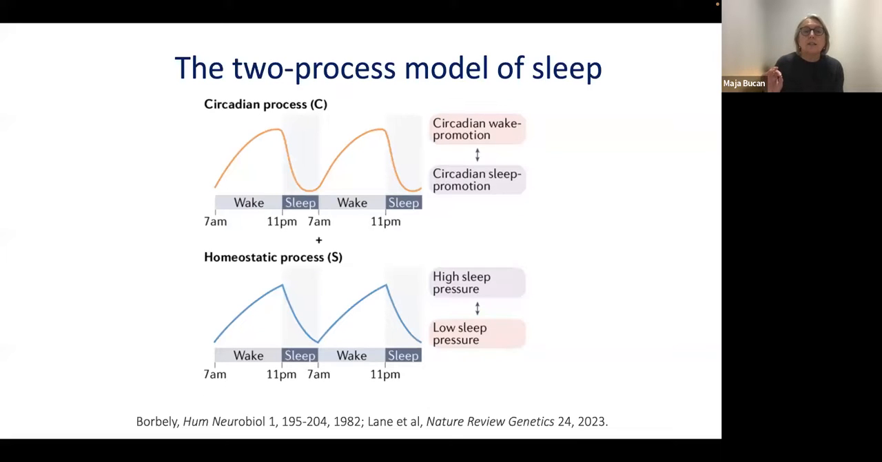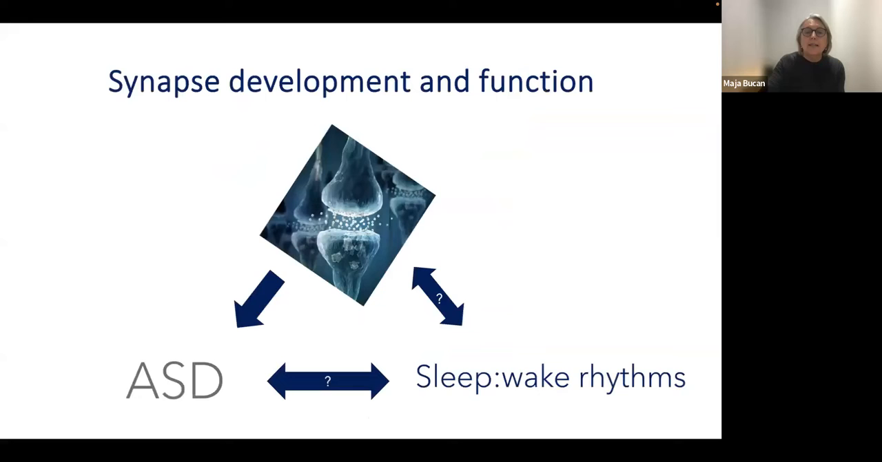And both of these processes, circadian process and homeostatic process, require a proper synaptic function. So synapse development and function is extremely important for both sleep and for sleep-wake cycle. Based on genetic studies, we know that several risk genes in autism play a very important role in synapse development and function. And we also know from some very elegant neurobiological studies that there are changes in ultrastructure in many synapses during a sleep-wake rhythm.